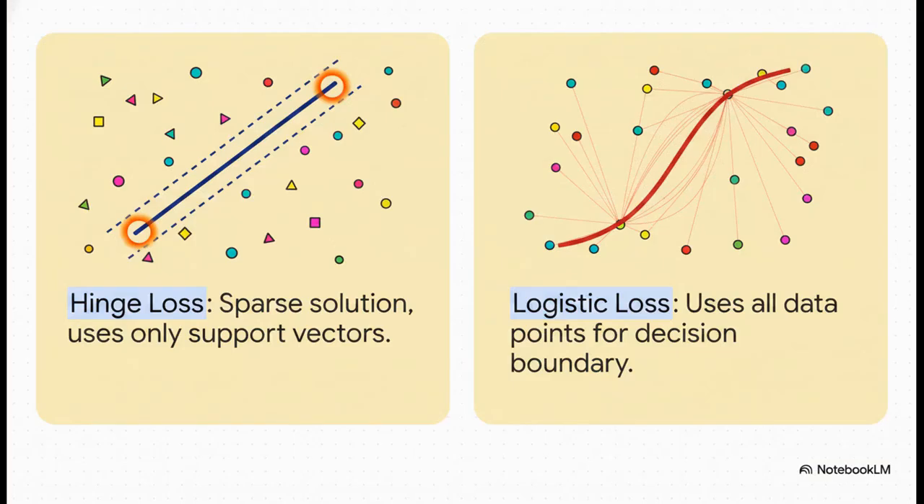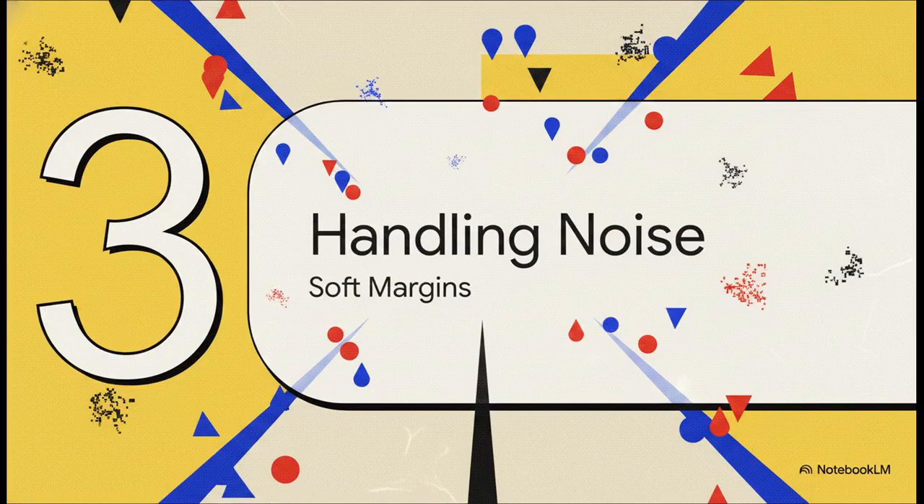This really brilliantly illustrates why SVMs are so highly memory efficient at prediction time, especially when you compare them to something like logistic regression. Logistic loss actually uses every single data point to shape its curve, but an SVM uses hinge loss. And hinge loss is essentially 0 for any point that's correctly classified and sitting safely outside the margin. It produces a sparse solution. That means only those few critical support vectors have a non-zero contribution. You only have to store those few specific points in memory, not your whole training set. It's incredibly efficient.